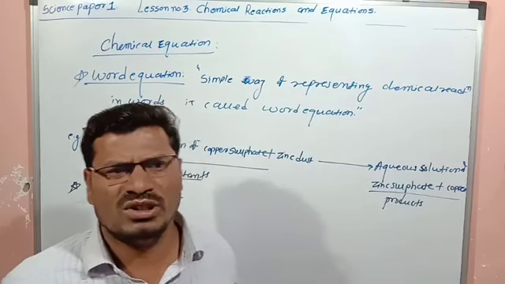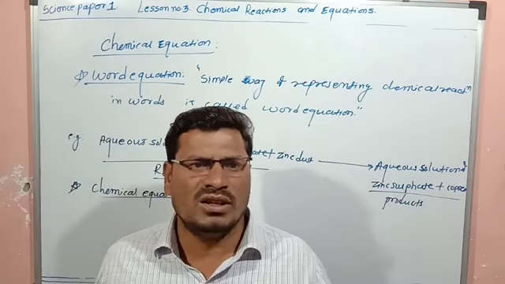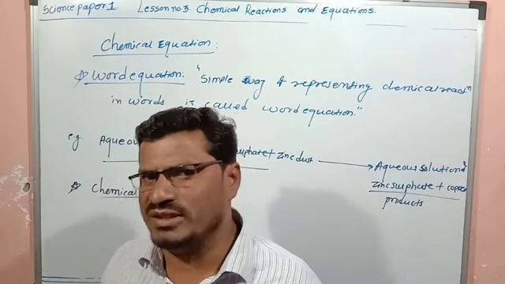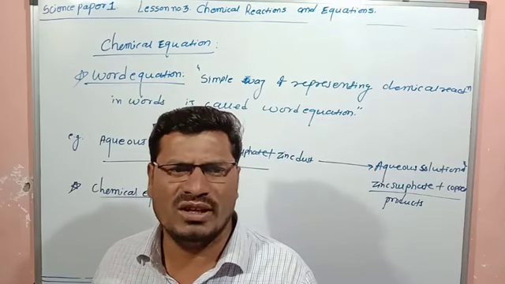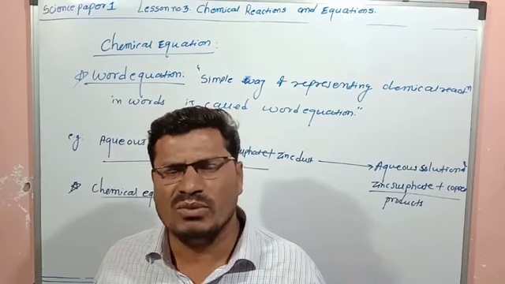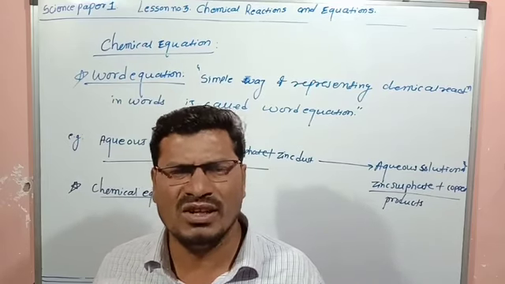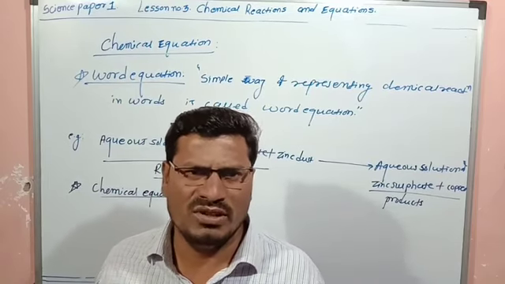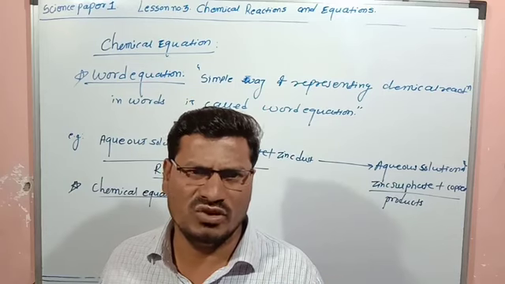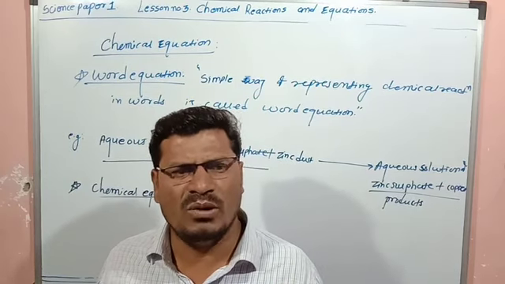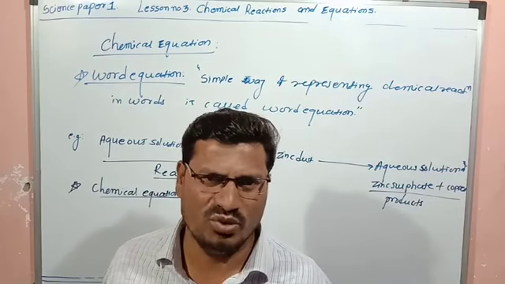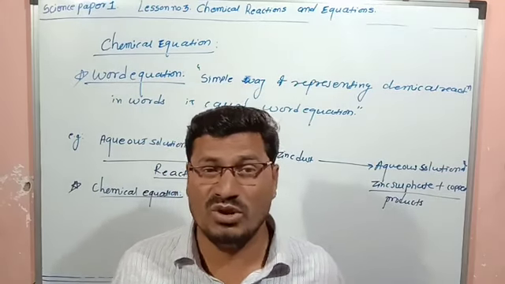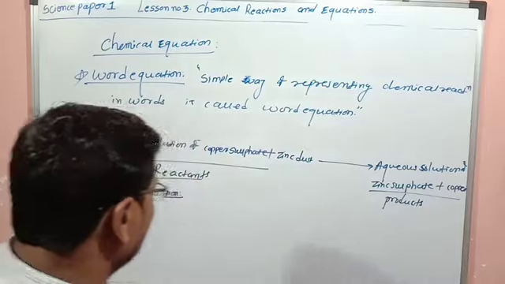So we will take the definition first. What is a chemical equation? Representation of a chemical reaction in a reduced form, in the condensed form, by using chemical formulae and symbols, is called a chemical equation.